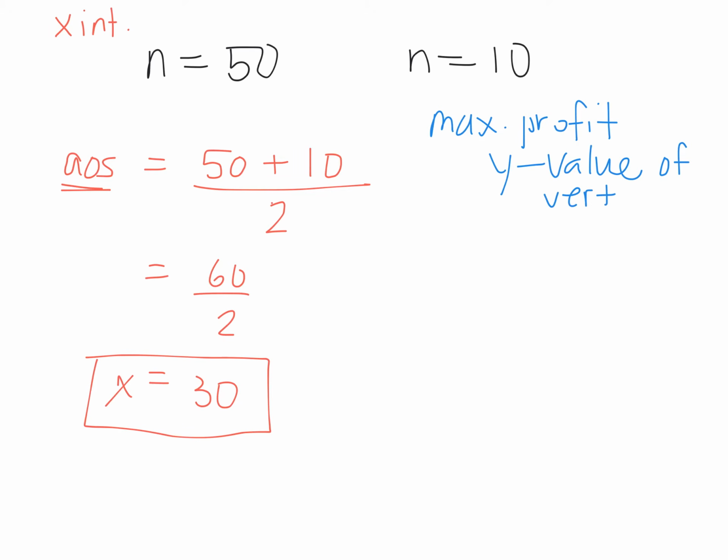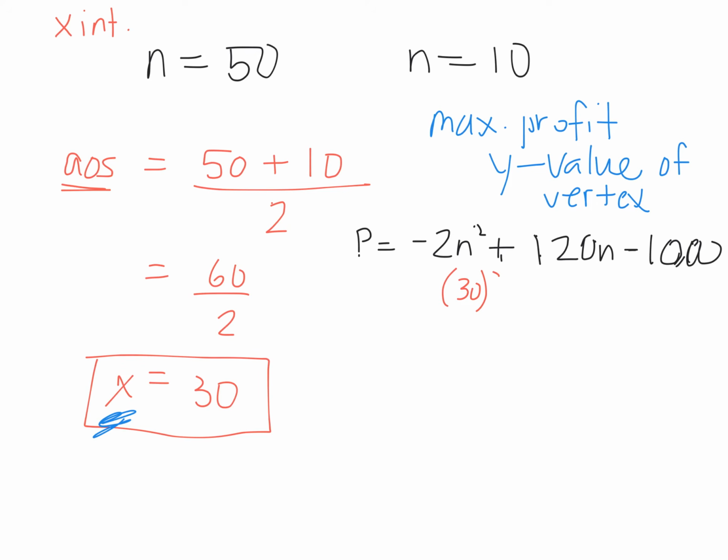Well, if you know x and you have an equation, what are you going to do with that to find y? Or to find the profit? Plug it in. Good. What was the original equation? Okay, so where am I plugging in 30? For which variable? Good, and we're solving for p. If n is 30, which is the axis of symmetry, what is p equal to? What is the maximum profit?